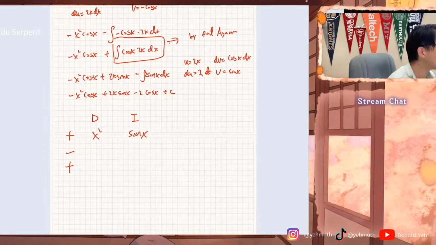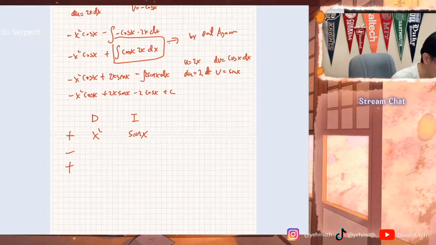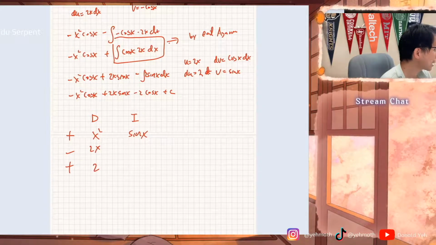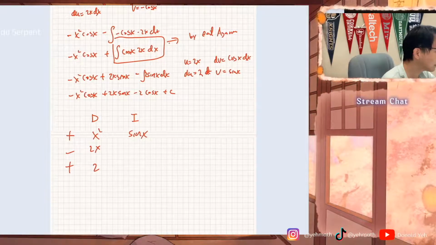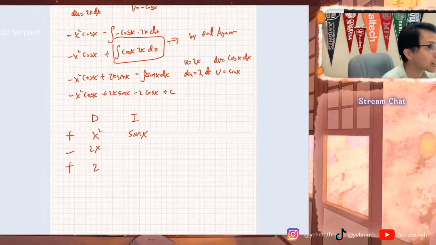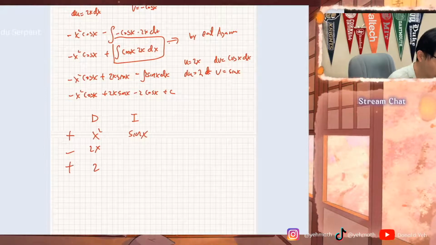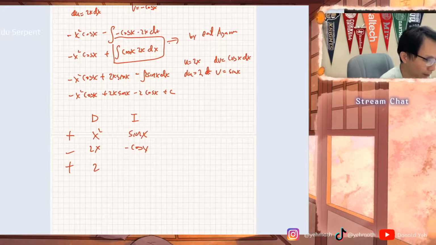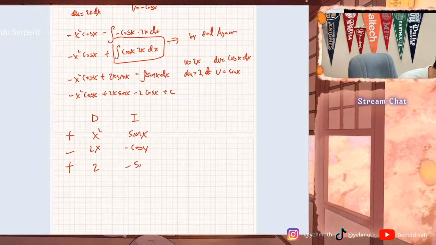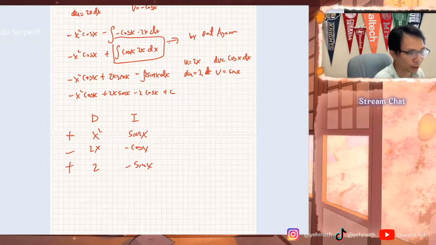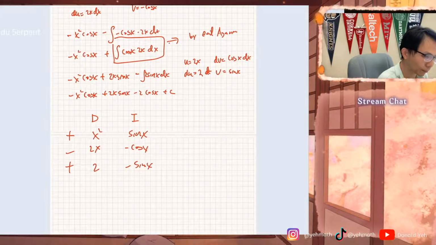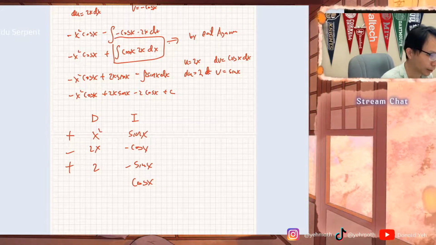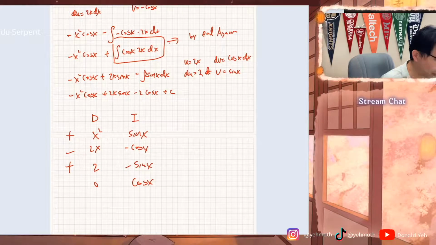So what's the derivative of x squared? 2x. What's the derivative of 2x? 2. Do you see where I stop? I stop when it's constant. Done, right? What's the integration of sine of x? Negative cosine of x. What's the integration of negative cosine of x? Negative sine of x. And what's the integration of negative sine of x? Cosine of x. But why would we go longer if it's just 3 on the left? That doesn't matter.